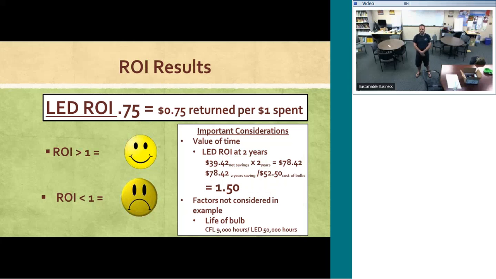One of the other things that is not considered in this calculation is the cost of replacing the light bulbs. CFLs only had a lifespan of 9,000 hours, whereas an LED bulb has a lifespan of 50,000 hours. So factoring that in will give you a more accurate ROI, as would making sure that you understand all the other assumptions, such as the amount of time you're using for a light bulb.